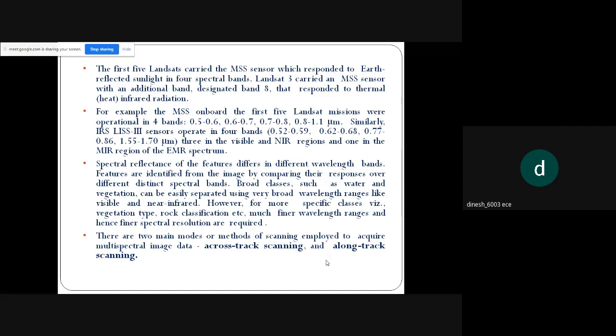Whereas Landsat 3 carried an MSS sensor with an additional band, designated band 8, that gave a response to the thermal infrared radiation.